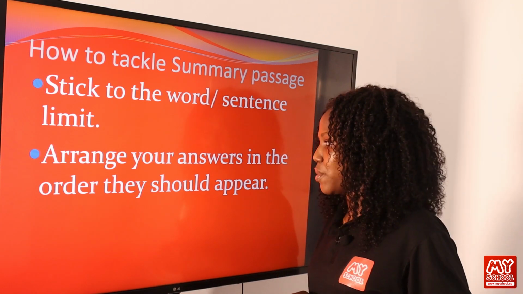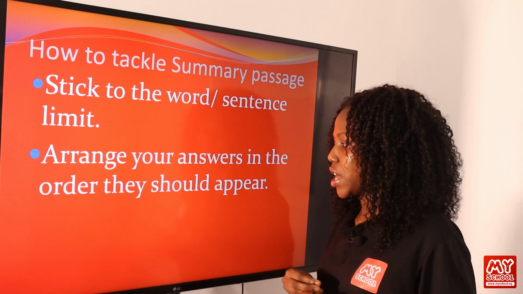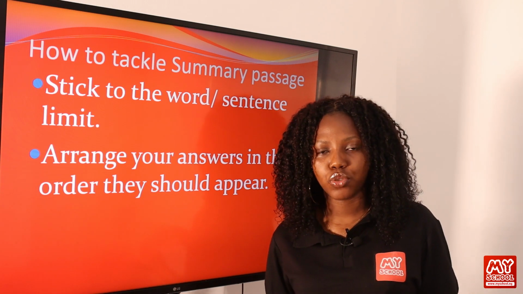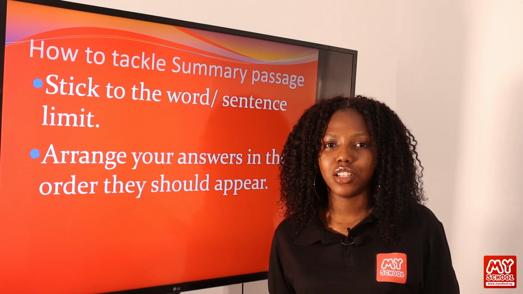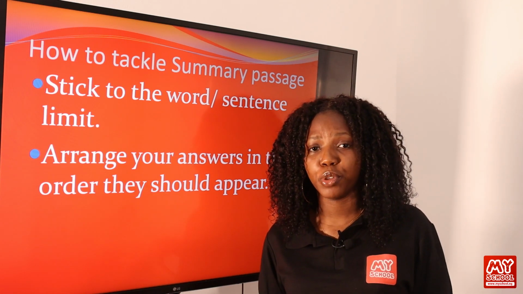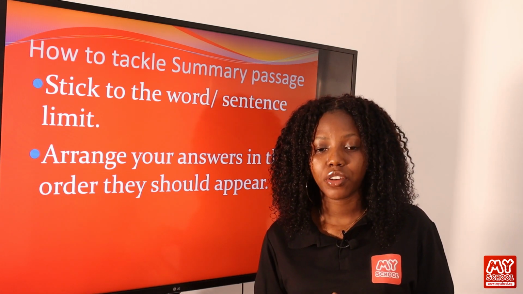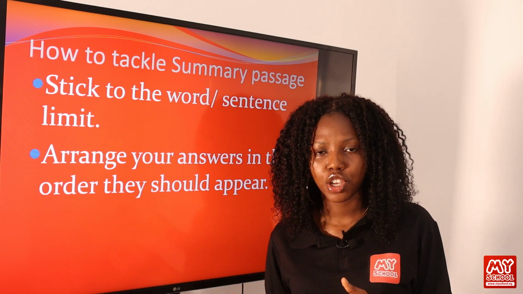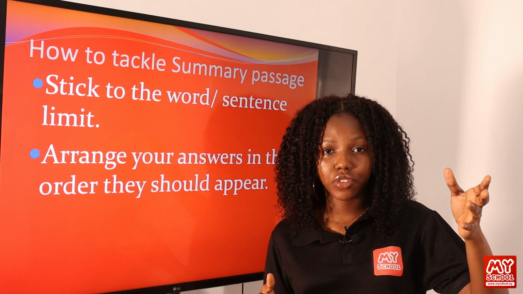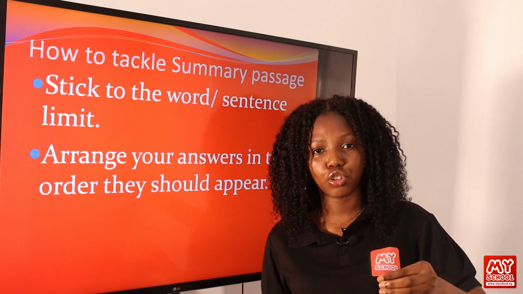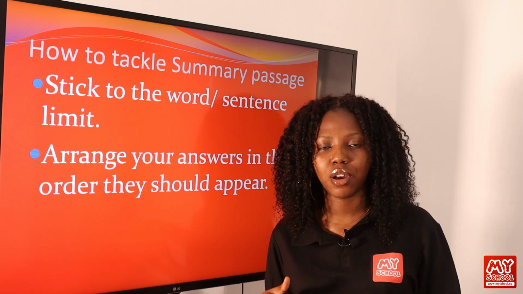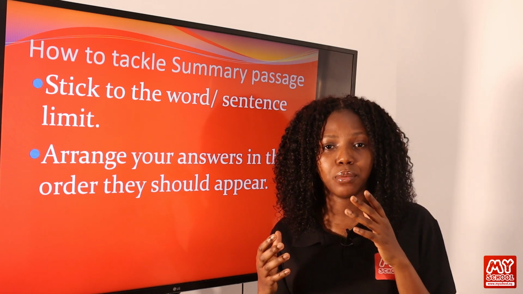Okay, so the last is arrange your answers in the order they should appear. Another thing students do is that they do not arrange their answers accordingly. For example, you've been told to write 5 sentences, one for each. You know that one for each means maybe there are 5 paragraphs. The first answer should contain the main idea from the first paragraph, and don't just scatter it all over. So make sure you arrange them orderly.